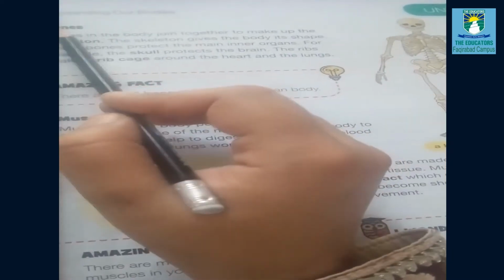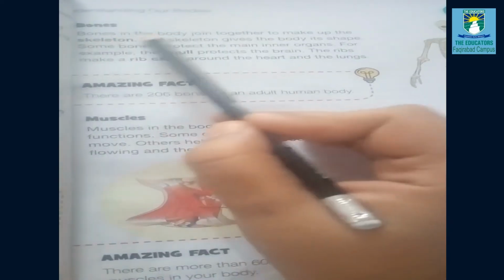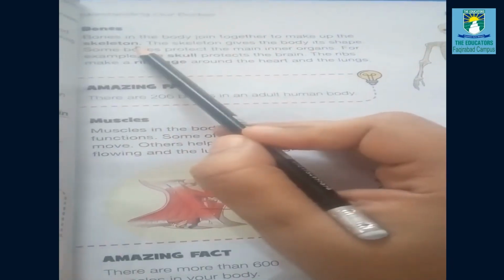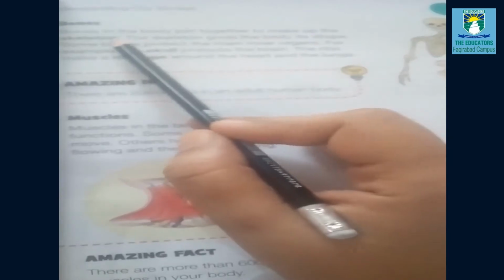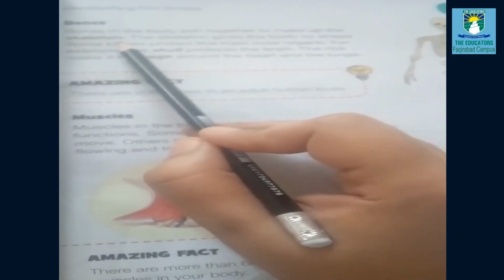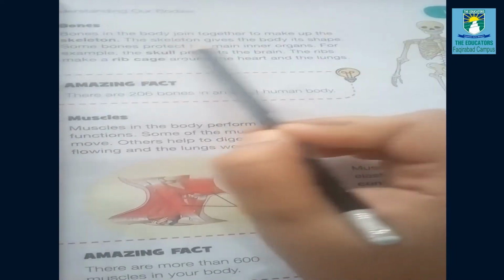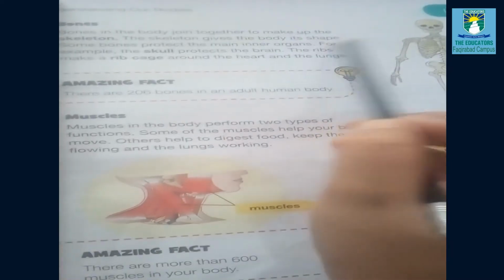Today our topic is bones. What do you mean by bones? Bones are the hard part of our body. Bones in the body join together to make up the skeleton. How is the skeleton made? When bones combine together, they make a skeleton. The skeleton gives the body its shape.